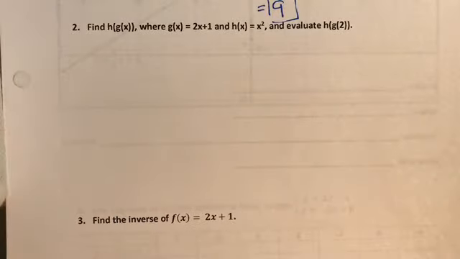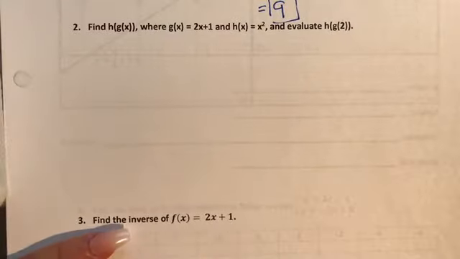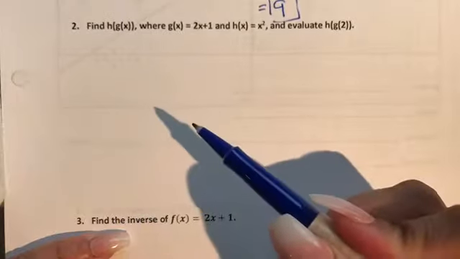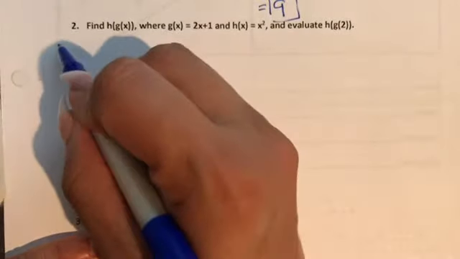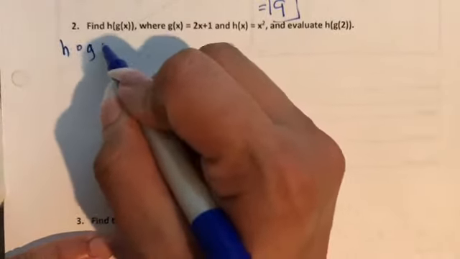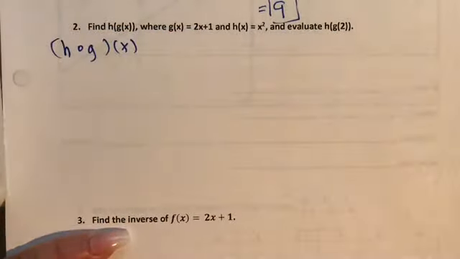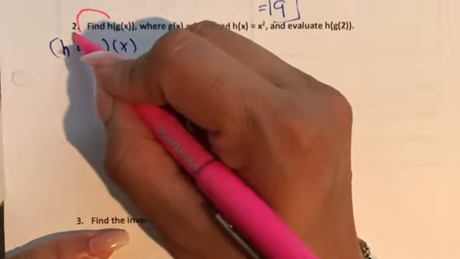Let's look at number 2. Find h of g of x, where g of x equals 2x plus 1 and h of x equals x squared, and evaluate h of g of 2. So this is using the same equations, but we're changing the composition. So let's write these down. H of g of x. We're reinterpreting the notation.